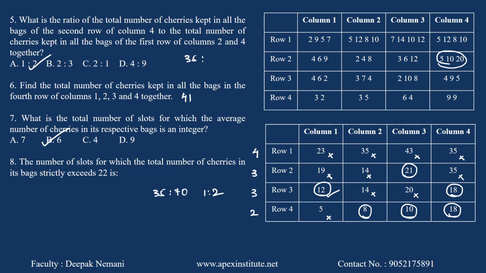Now the number of slots for which the total number of cherries in its bag strictly exceeds 22. So we have 1, 2, 3, 4, 5. That's it. 5. That should be the answer for this question.